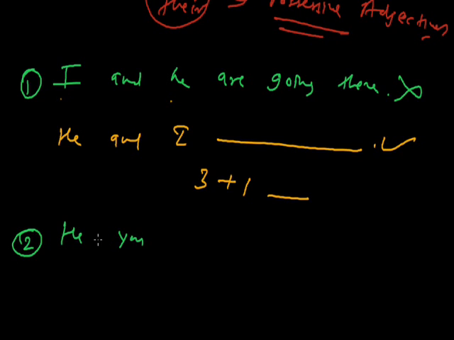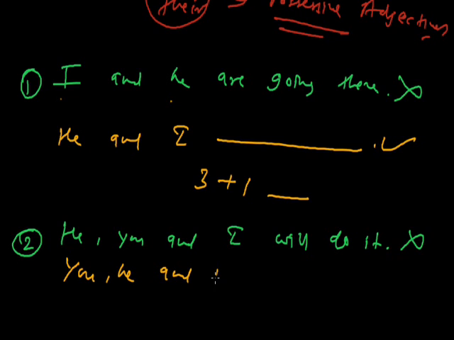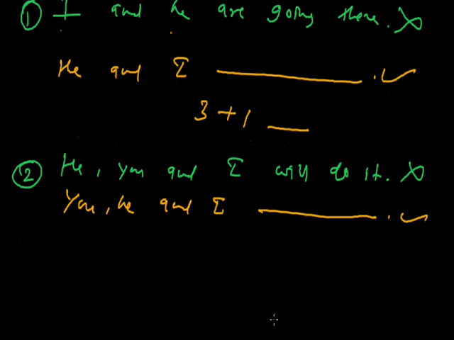He, you, and I will do it. This is a wrong sentence. No, guys. It has to be something else. Let's see. It has to be you, he, and I will do it. Now, do you know why so? Because you need to take care of the sequence of pronouns. Here we have all three pronouns, the first, second and third person.